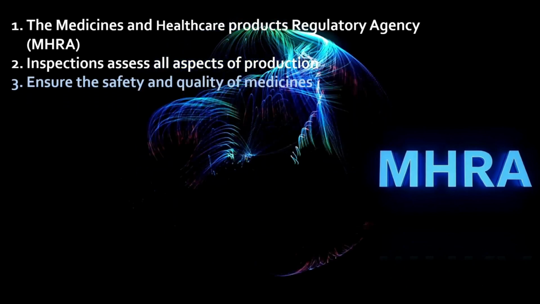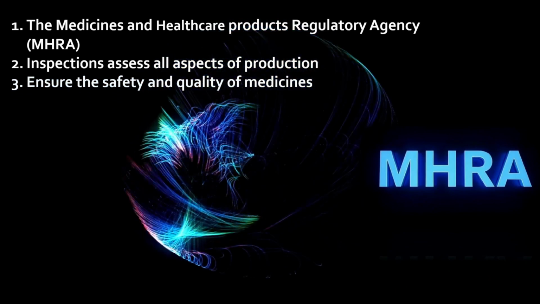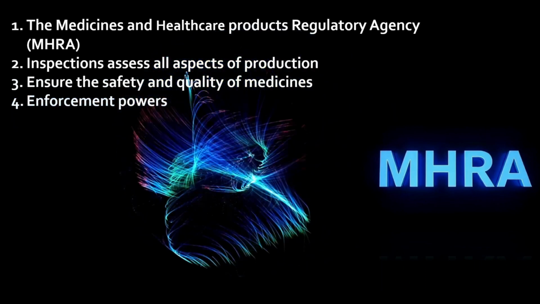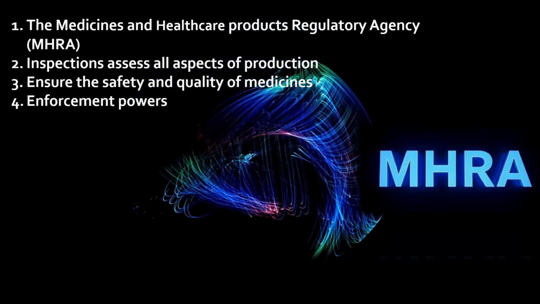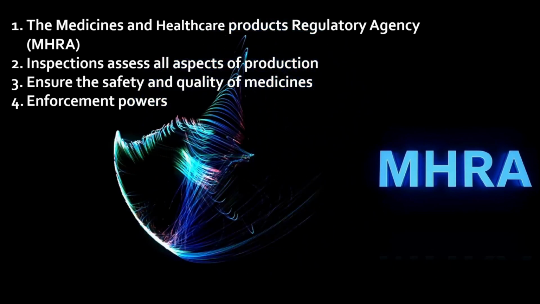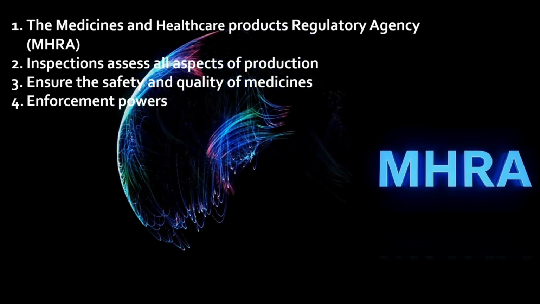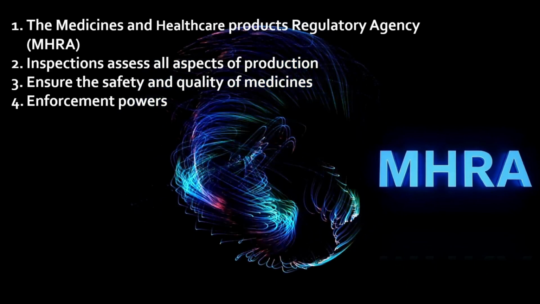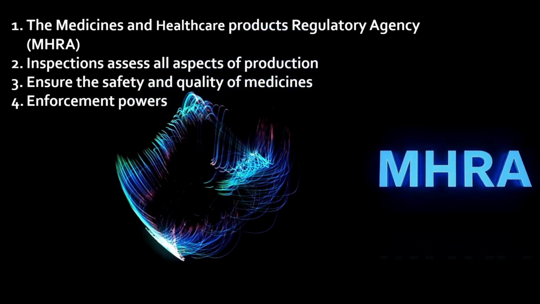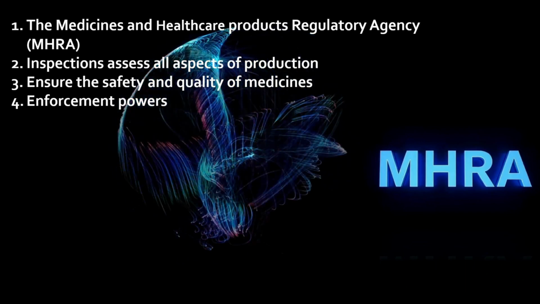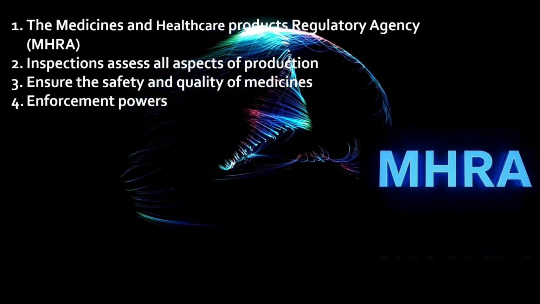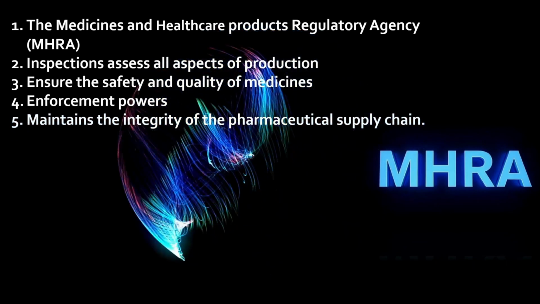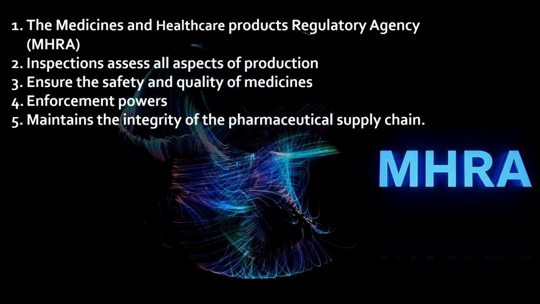The MHRA plays a critical role in ensuring the safety and quality of medicines manufactured and supplied in the UK. The MHRA's enforcement powers allow them to take action against manufacturers who fail to comply with GMP requirements. This can range from issuing warning letters and limiting activity to suspending or revoking manufacturing licenses. The MHRA's enforcement activities are crucial for deterring non-compliance and protecting public health. By taking swift and decisive action against violations, the MHRA maintains the integrity of the pharmaceutical supply chain.